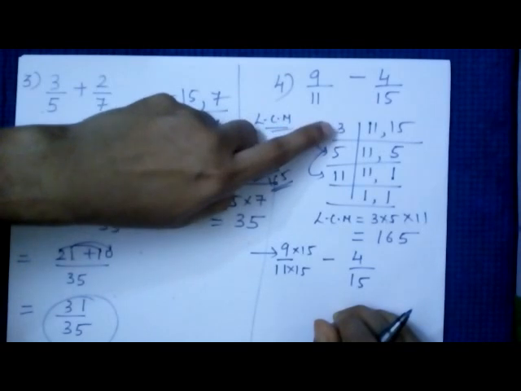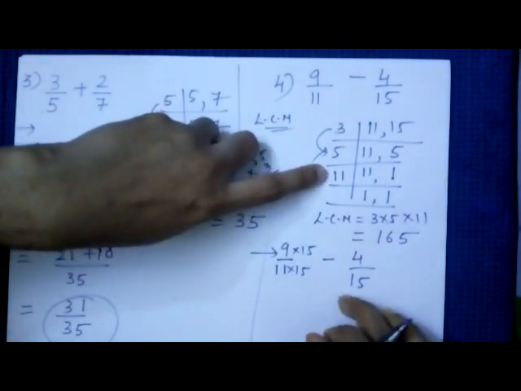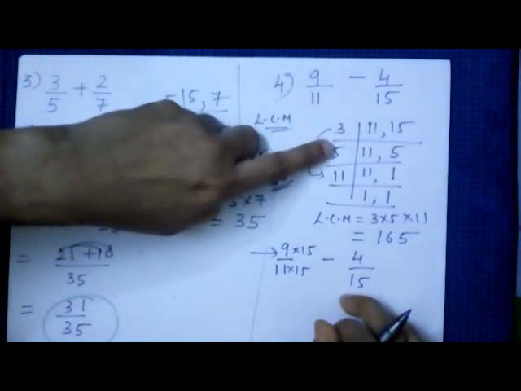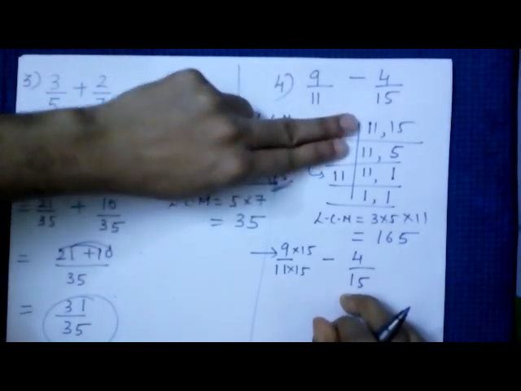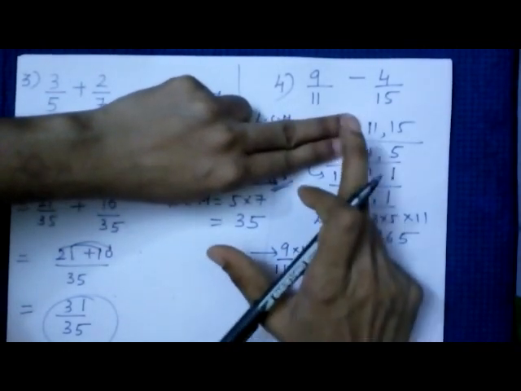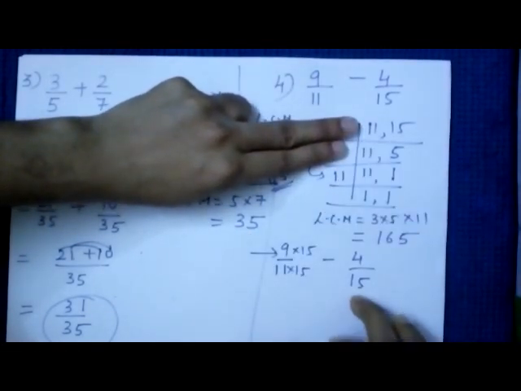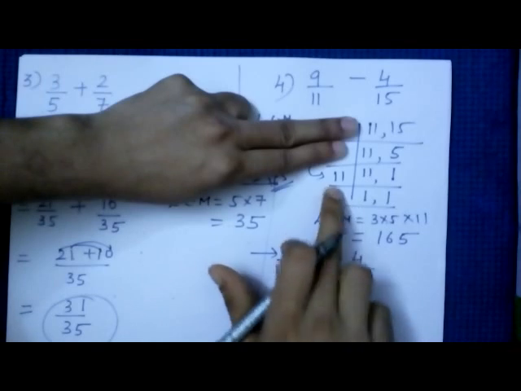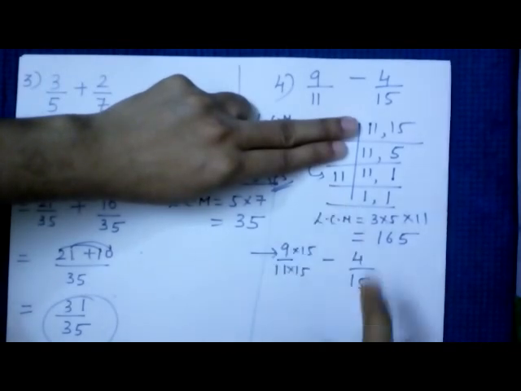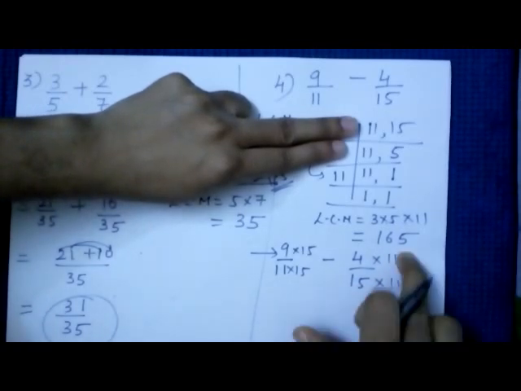Okay, so here 3, 5 and 11. So 15 we have. So 3 5s is 15, so both of these we need to remove. So you need to hide both of these, 3 and 5, because 3 5s are 15 and 15 is already there in the denominator. Now what is left? 11 is left. So this fraction we will multiply by 11. So you can check 15 into 11 will be 165.